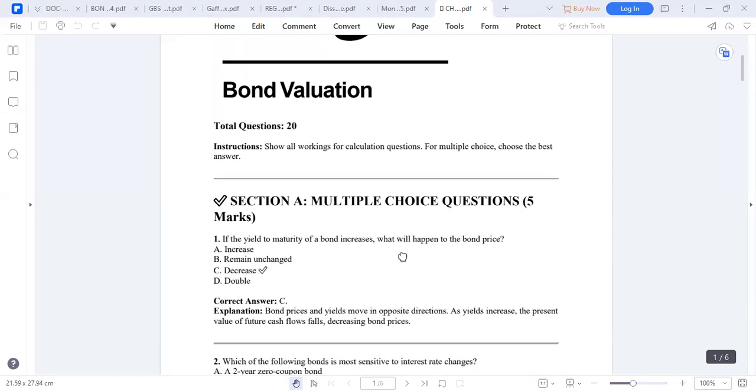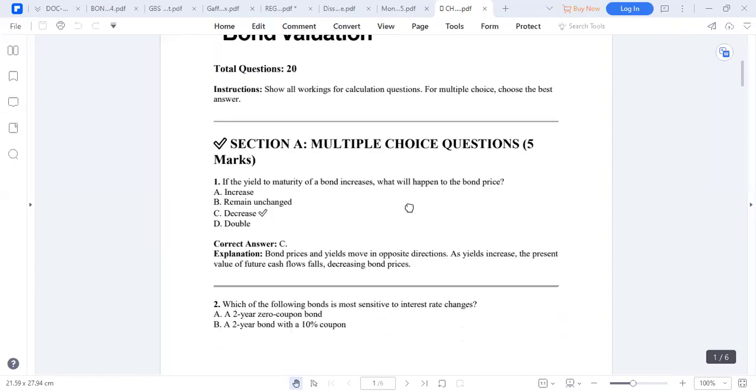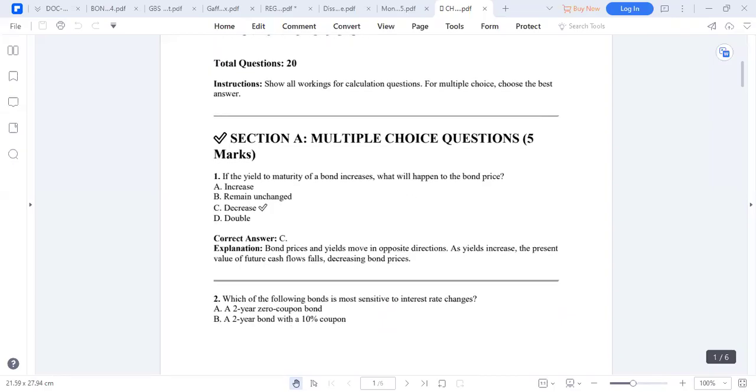Okay, we are on chapter 5. We're reviewing our open book test. Question number 1 reads, if the yield to maturity of a bond increases, what will happen to the bond price? So the bond price will decrease.